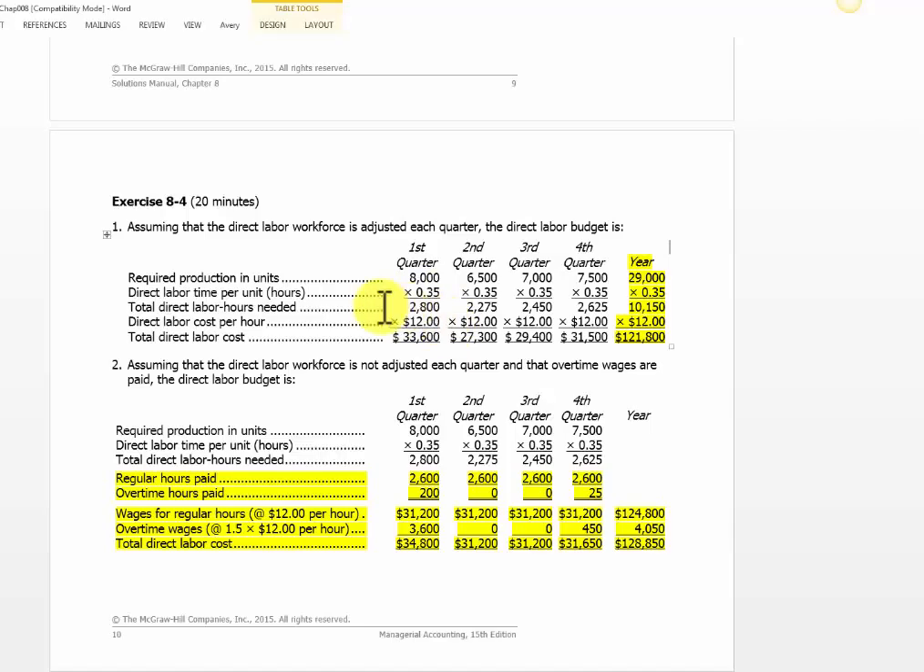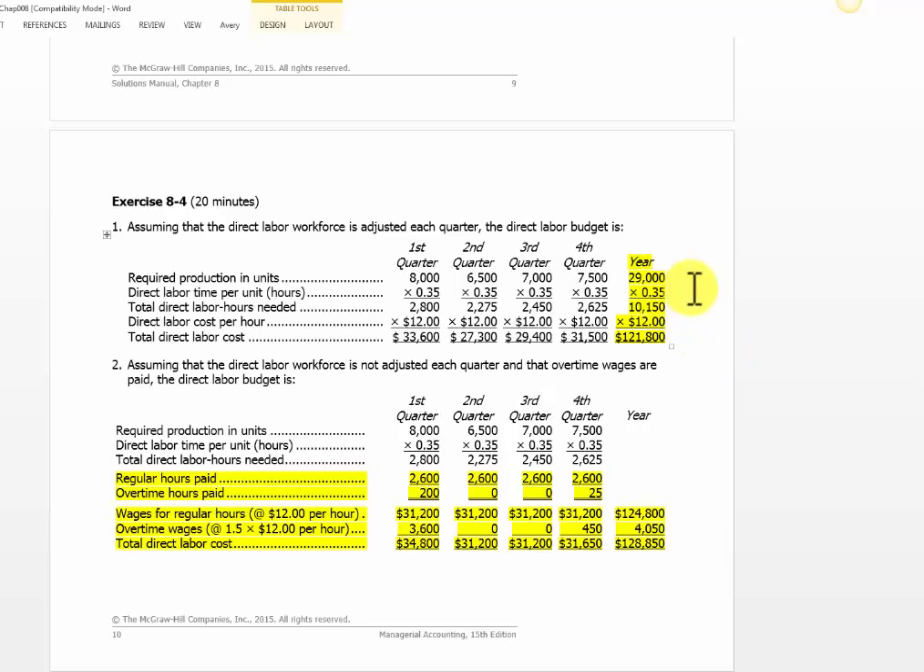Multiplying the first two lines, we get the number of direct labor hours needed to produce the number of units for each quarter. We multiply that times the rate of $12 per hour, and you'll get your total direct labor cost for each quarter, starting with $33,600 for the first quarter, and then your remaining three quarters. You have your total for the year, direct labor cost of $121,800.